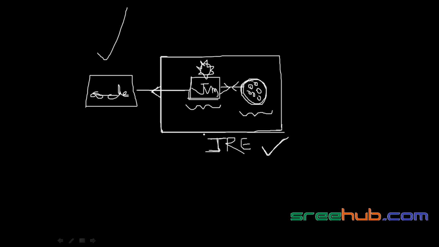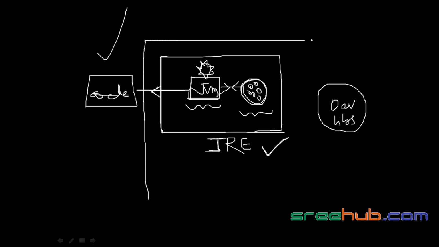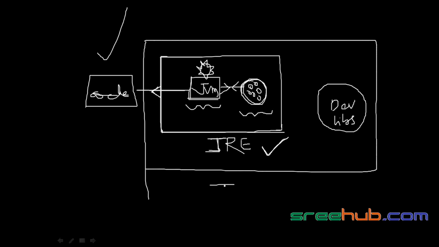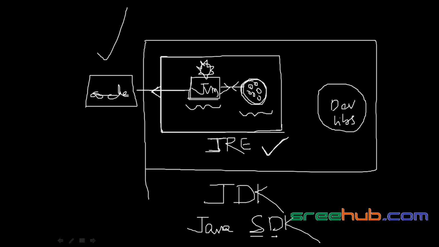But if you want to develop something, then you also need some development libraries, which we normally call development libs, including JRE. Packaging JRE and the development libs, this complete package is called a JDK. JDK is nothing but a Java development kit. Normally it used to be called an SDK, a Java software development kit, but it got renamed to Java development kit, which contains the complete package of JRE and some development libs or tools. This complete package is called a JDK, which can be used for development.